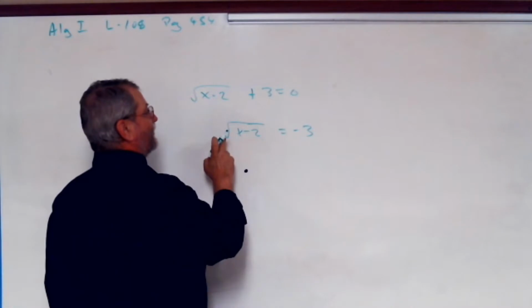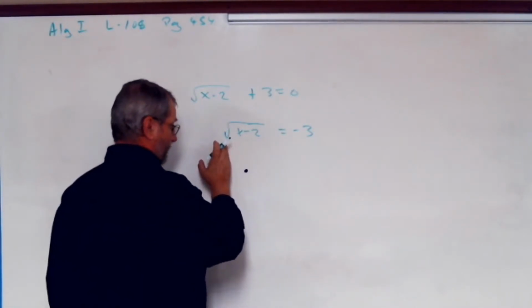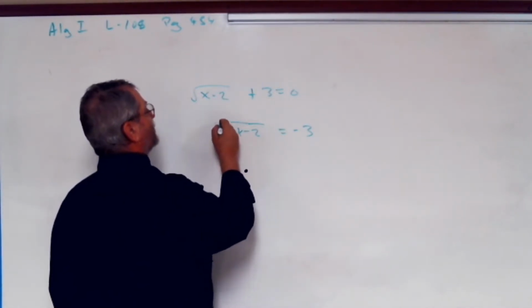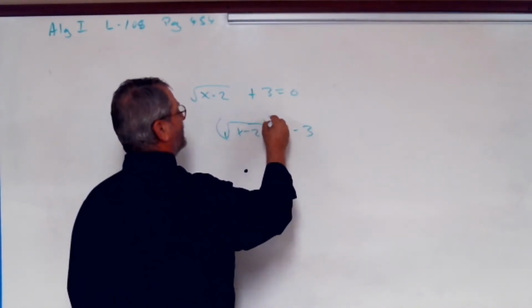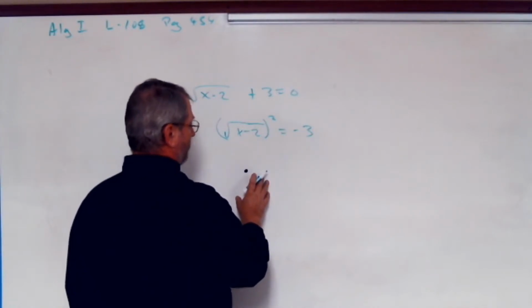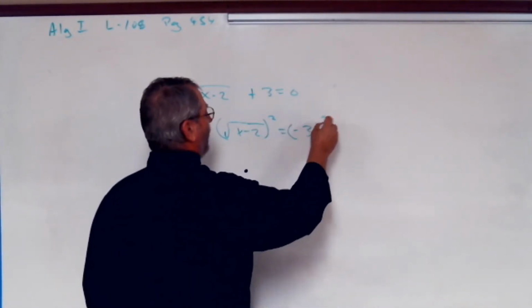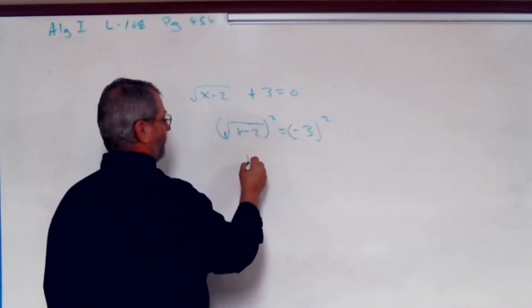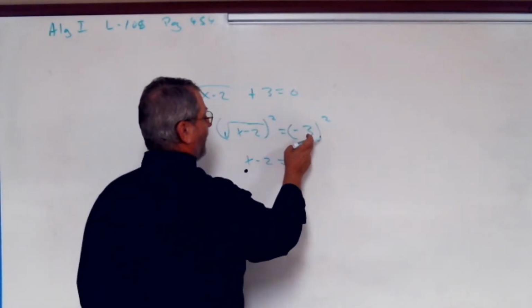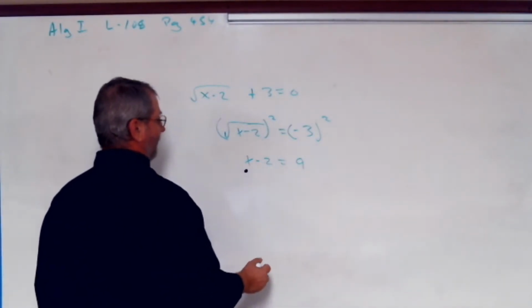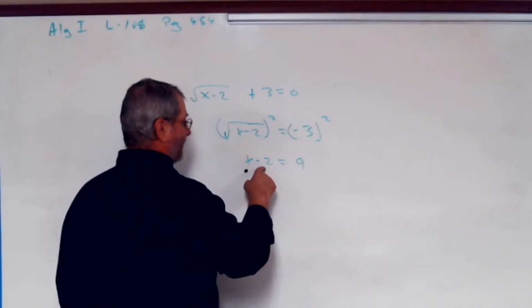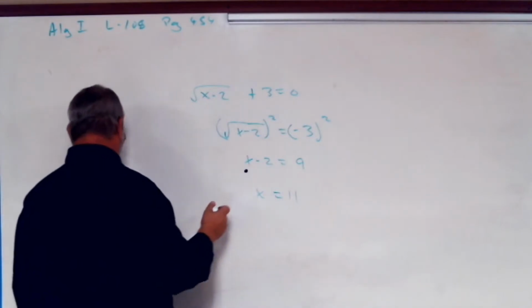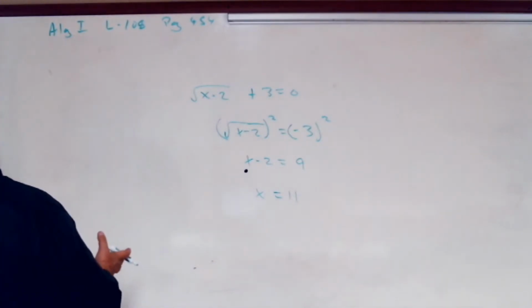All right, now to get rid of a radical, you square it. To get rid of a radical, I square it. So I'm going to square this side, okay? And I'm going to square that side. All this does is drop the radical. Negative 3 squared is 9. I'm going to add the 2. X equals 11.